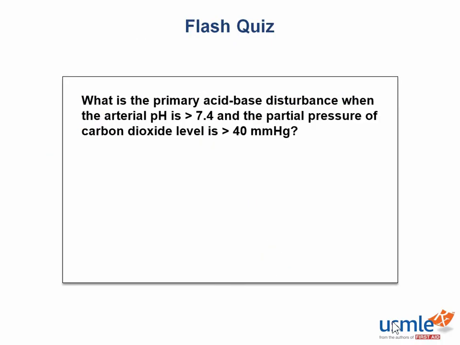Now it's time for a flash quiz. What is the primary acid-base disturbance when the arterial pH is greater than 7.4 and the partial pressure of carbon dioxide level is greater than 40 millimeters of mercury?